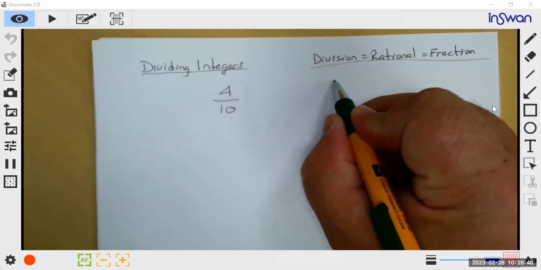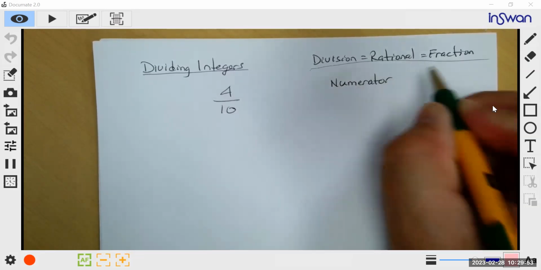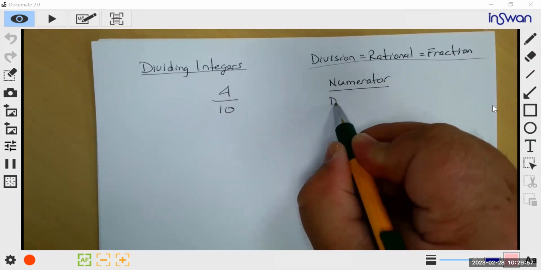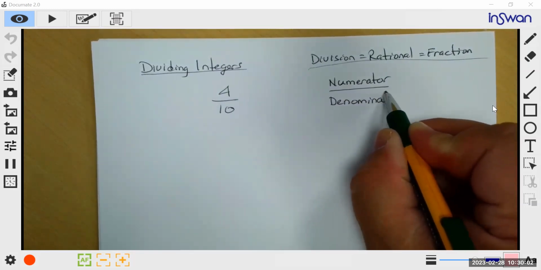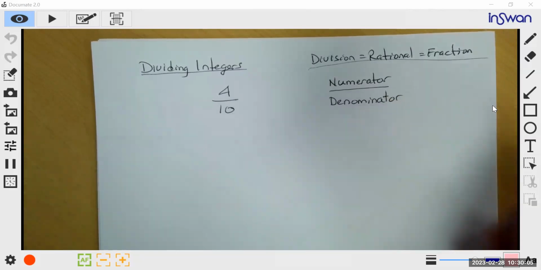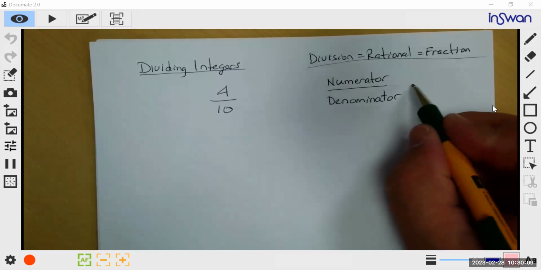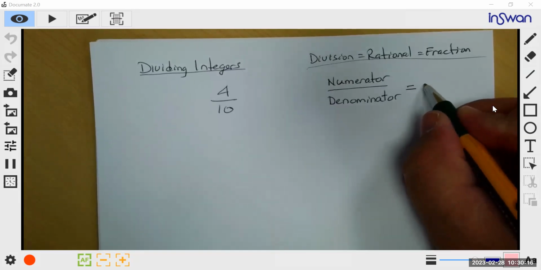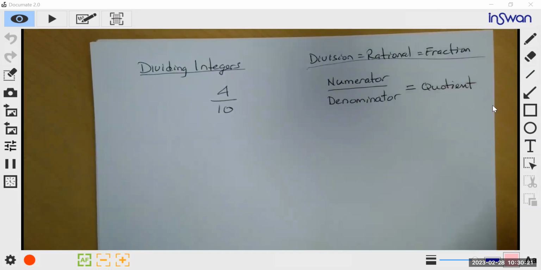The structure is this. You have a numerator on top. You have a denominator on the bottom. The answer is called a quotient.